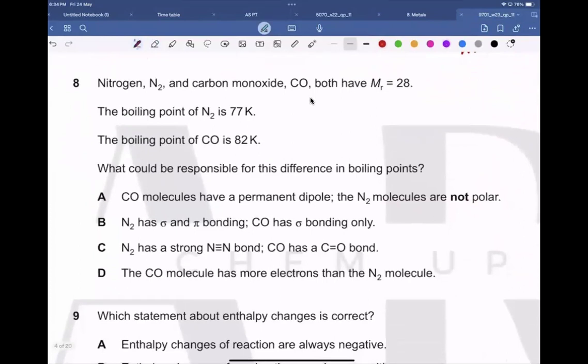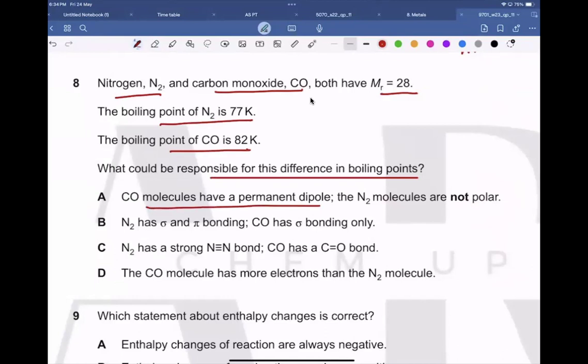Now question number 8. Nitrogen N2 and carbon monoxide CO both have an Mr of 28. The boiling points are 77 Kelvin and 82 Kelvin. Okay. What could be responsible for the difference in boiling point? CO molecules have a permanent dipole. Yes, this is correct. And N2 molecules are not polar. Yes, this is also correct. And that's why there is a difference in the boiling point. That is the correct thing.